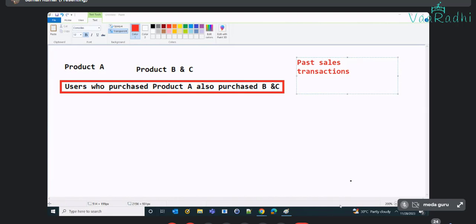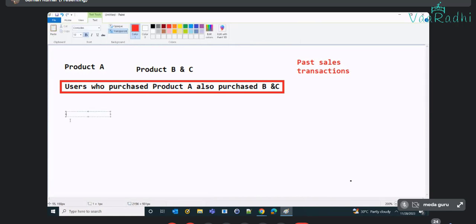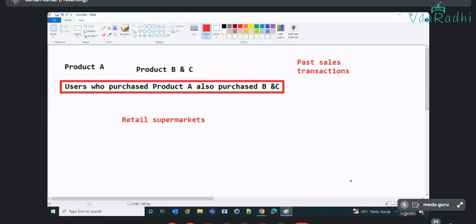Okay, and there will be some forecast. Let's suppose these guys, Geomart or More or Walmart, are having retail supermarkets, right? They will be having their sales data analyzed in such a way that, let's suppose, we are at 28th November.